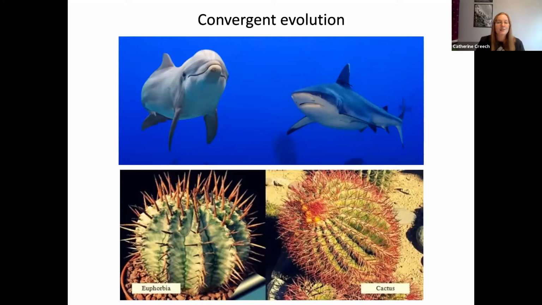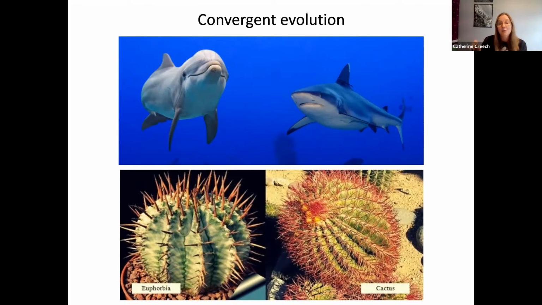Convergent evolution is two things that are not closely related, looking similar based on their environments. So on the top here, we have a dolphin and a whale. They both have streamlined bodies. They both have a dorsal fin. They both have front flippers. They both have a tail. They swim using their muscular tail. But one's a mammal and one's a fish. So they look similar, but they don't look similar because they're closely related. They look similar because they live in similar environments.